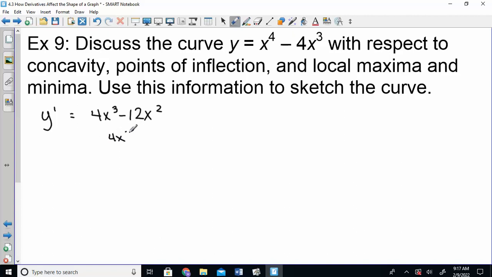Then how do we get the critical points? What would you do to that? Take minus 4x squared, which is x minus 3. So what are the critical points? Where is that equal to 0?